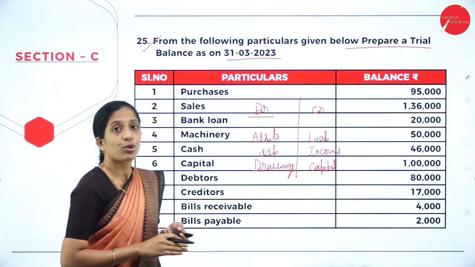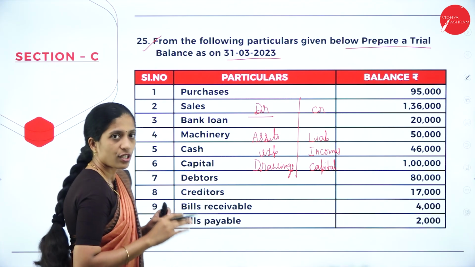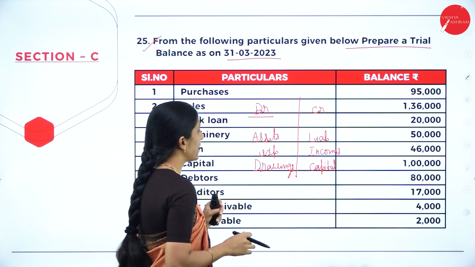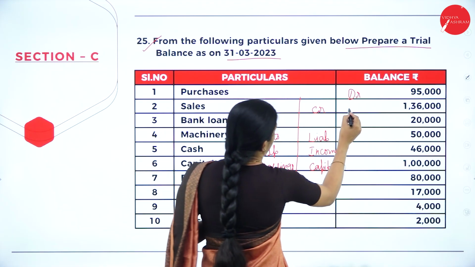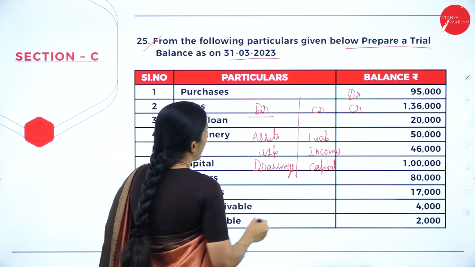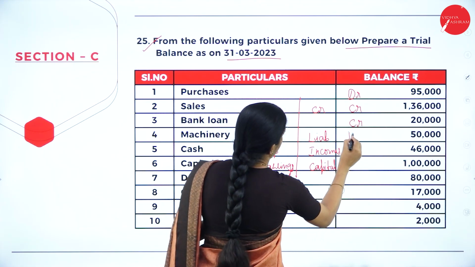So this you have to show in the format of your trial balance. Now purchases. So what is it? It is an expense. So what you have to do? Debit. Next sales. It is an income, so credit. Bank loan. It's a liability, so credit. Next machinery is an asset. Debit.